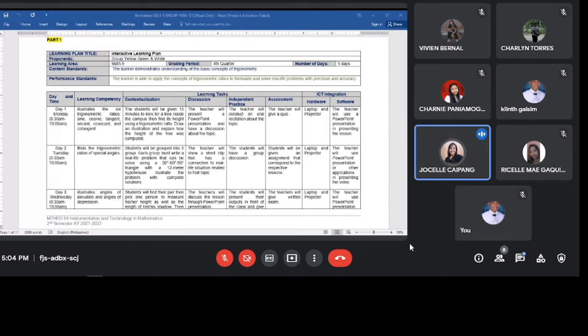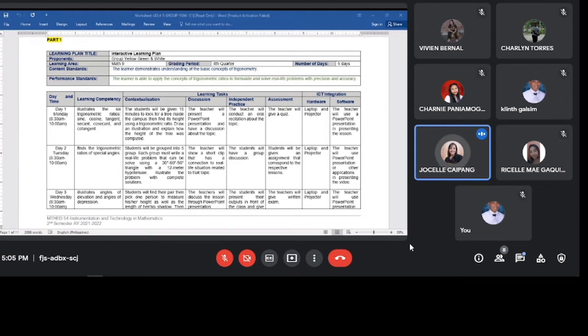So for day 2, which is Tuesday from 8:30 a.m. to 10 a.m., the learning competency is finding the trigonometric ratios of special angles. In the learning task, for contextualizations, students will be grouped into five groups. Each group must write a real life problem that can be solved using a 30-60-90 degree triangle with a 12-meter hypotenuse. Illustrate the problem with complete solutions.